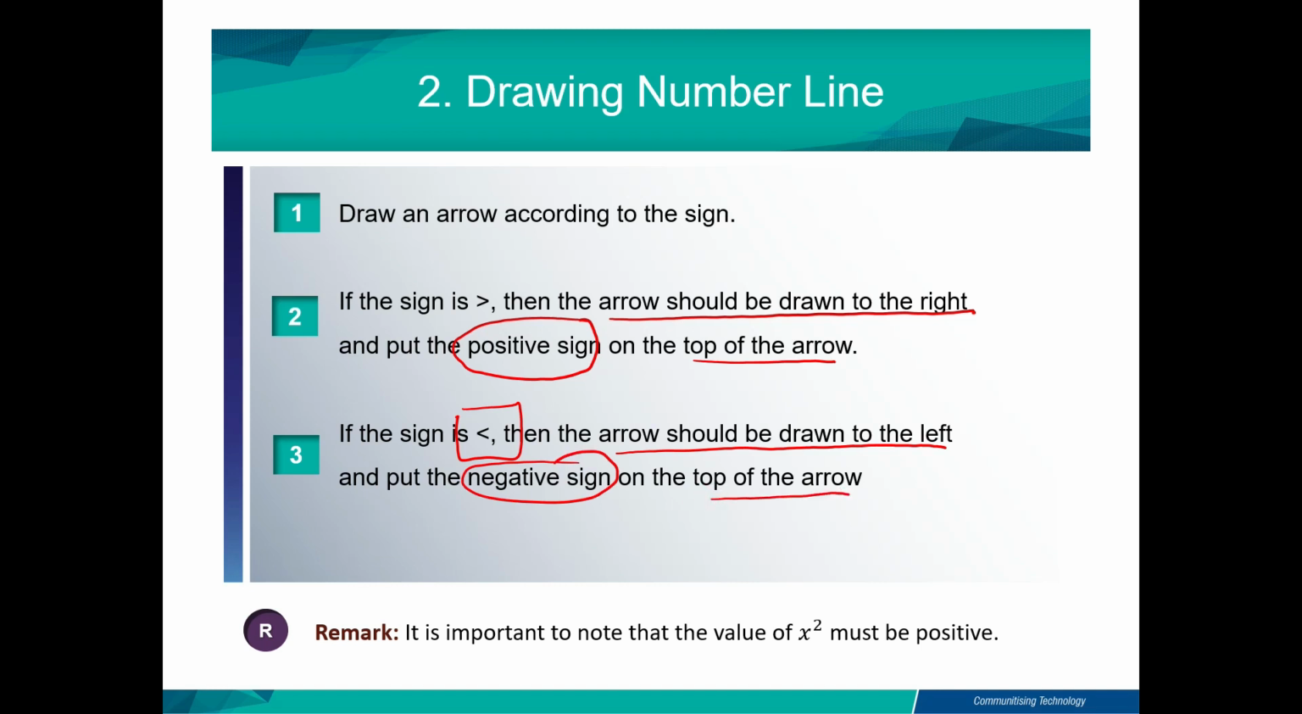So we have one important remark over here. It is important to note that the coefficient of x squared must be positive. So let's say you have a negative x squared equation. You need to multiply the whole equation by minus 1 to have the positive x squared.